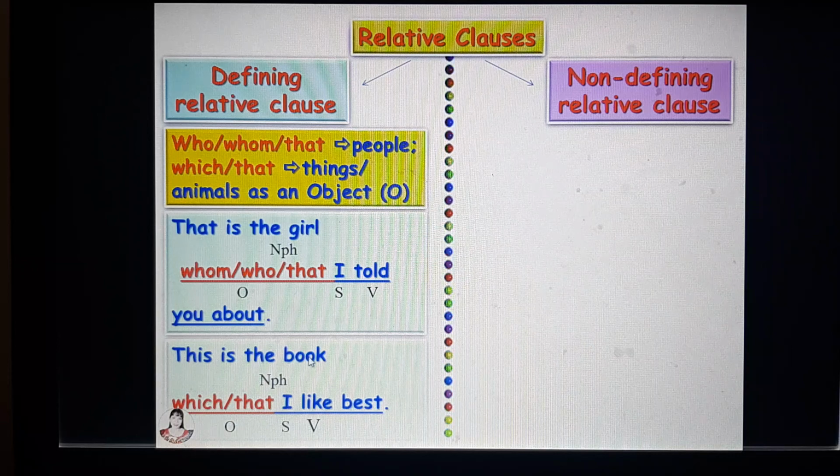This is the book which I like best. This is the book that I like best. The book is the noun, which, that is the object, I is the subject, like is the verb. Which, that I like best is a defining relative clause.